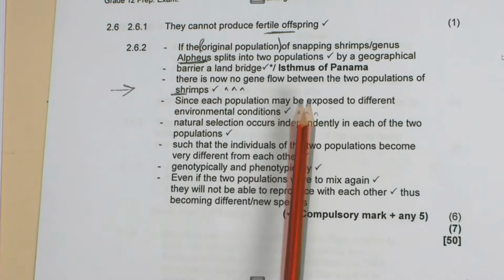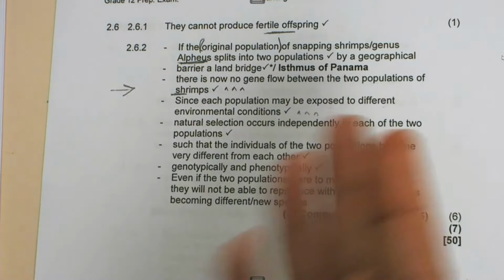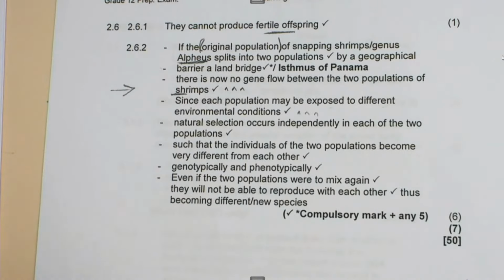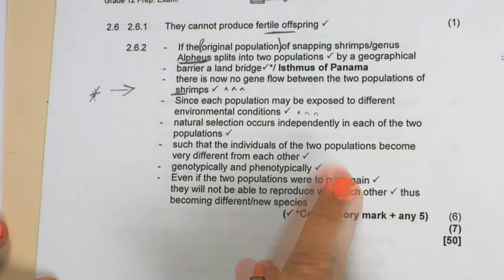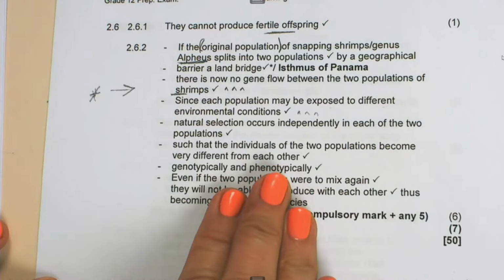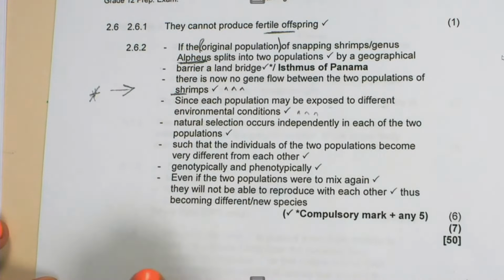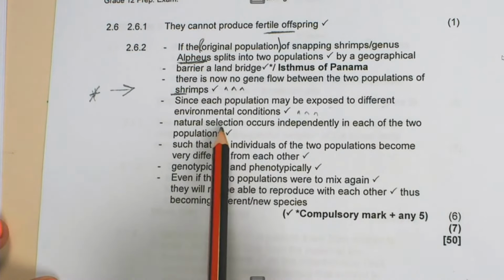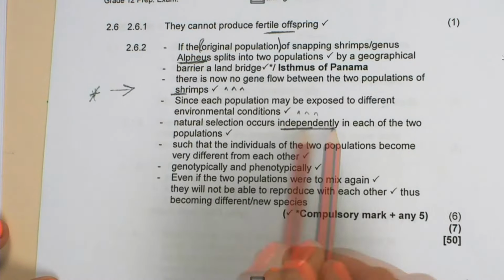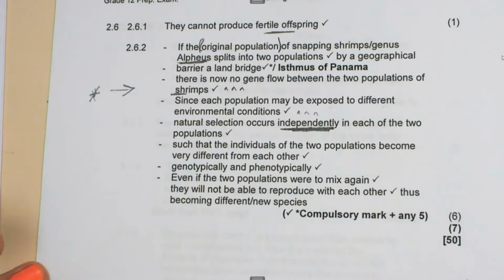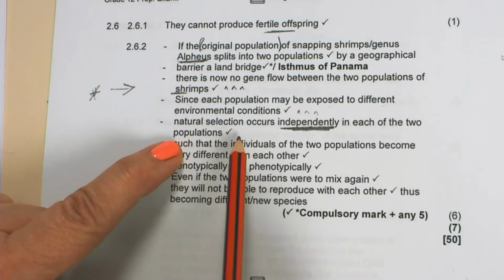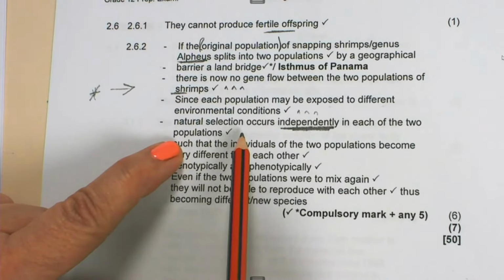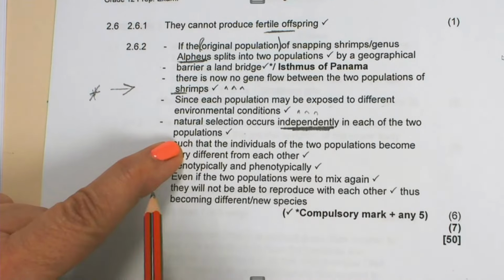Since they were exposed to different environmental conditions, mention the different environmental conditions. I'm just emphasizing this for the end of the year. But status quo with this one, as it is stipulated in this example, we are going to write it like that. And then natural selection occurs independently. That word must be there on each of the two populations. And then I will add it at the end of the year, the North America and South America.